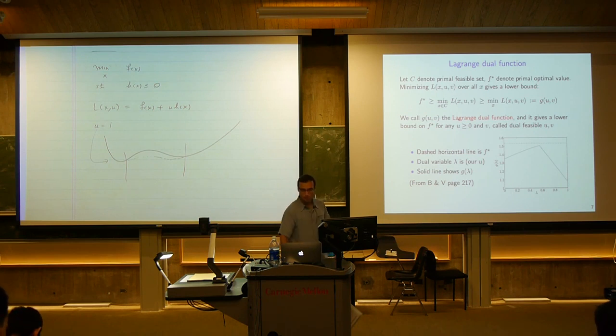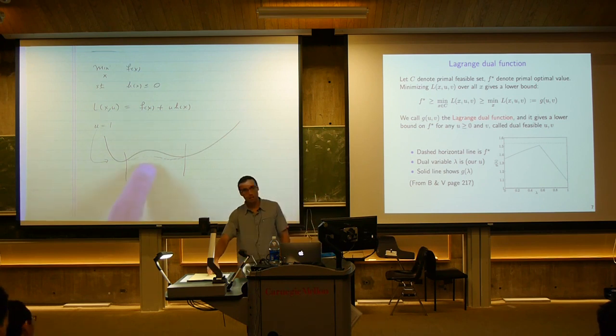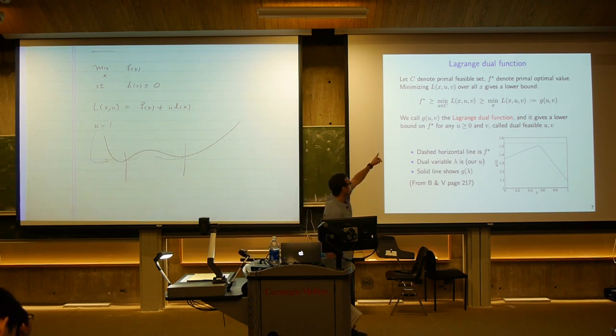Again, it just comes from this picture. Whatever I fixed for u and v, this function would always be below the criterion value. So if I minimize it over the feasible set, its minimum has to be smaller than or equal to the minimum of the criterion over the feasible set, which is just f star.